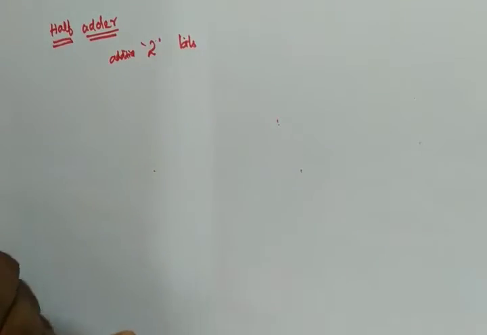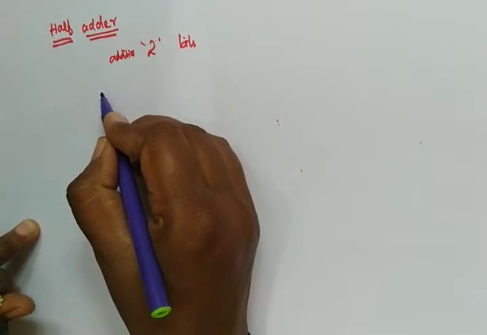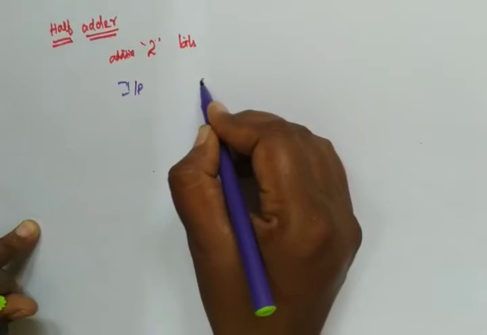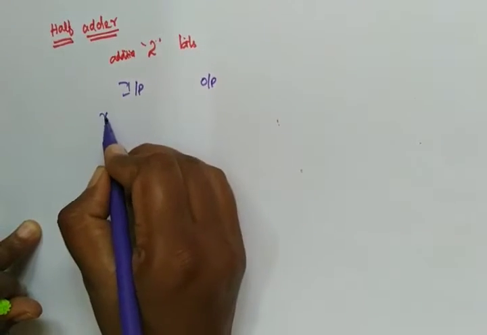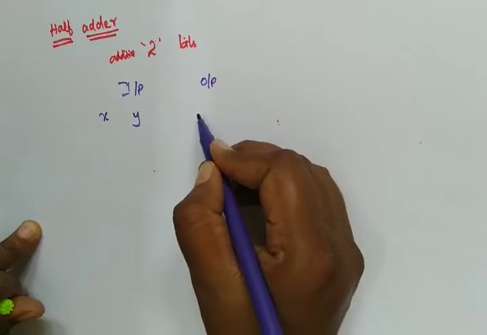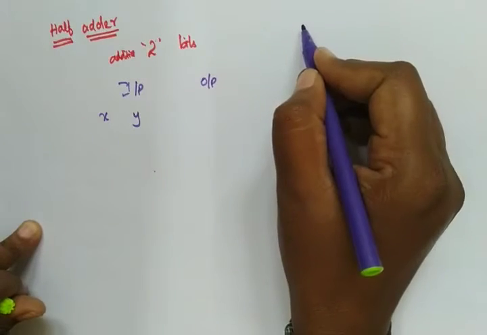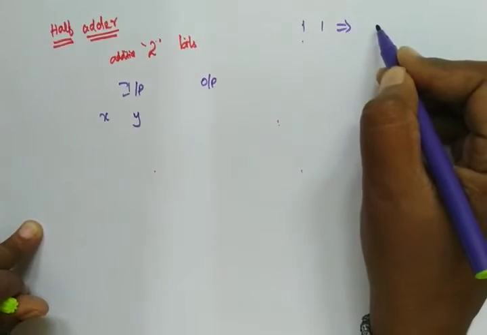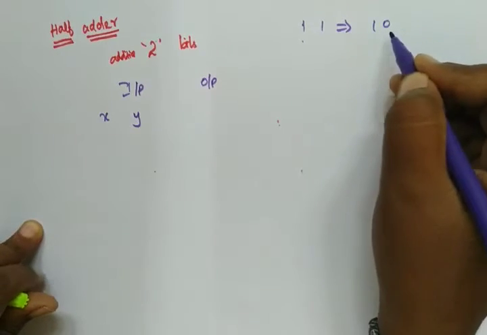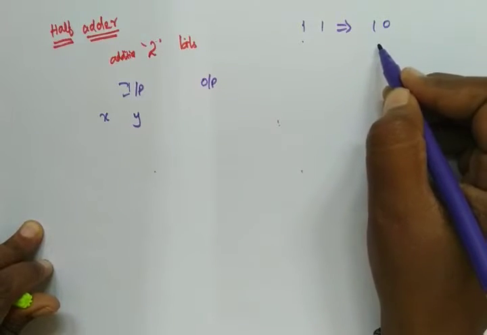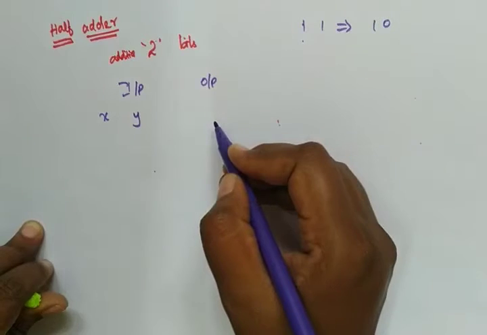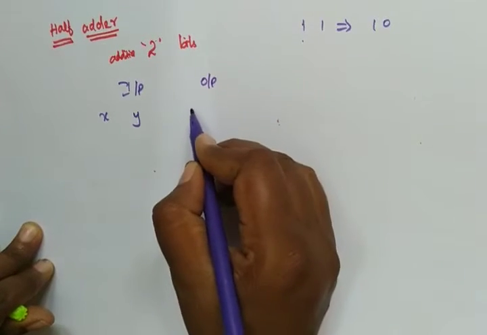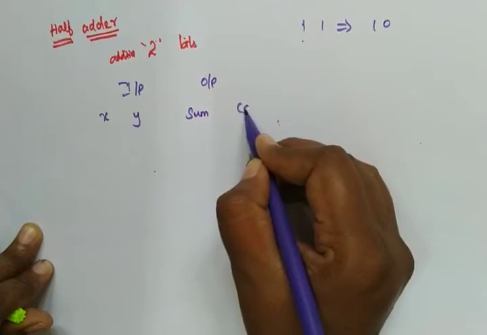Now we are saying 2 bits. So what are the 2 bits? This is our input and this is our output. Let us take the 2 inputs as x, y. If we add 1 plus 1, the output will be 1, 0, that is 10. So we have sum as well as carry. Whenever we are doing addition, that will produce output as sum and carry.